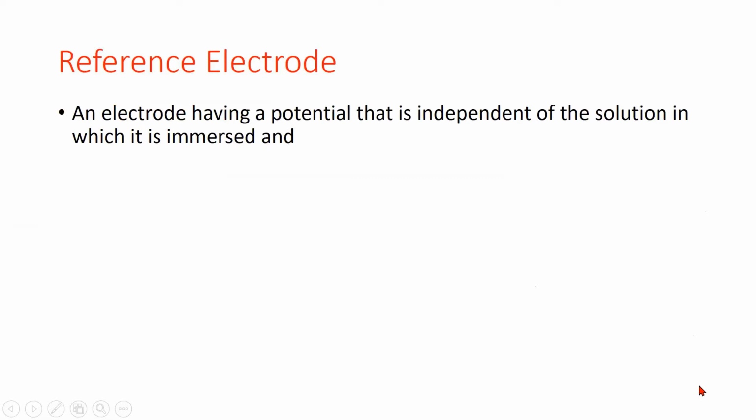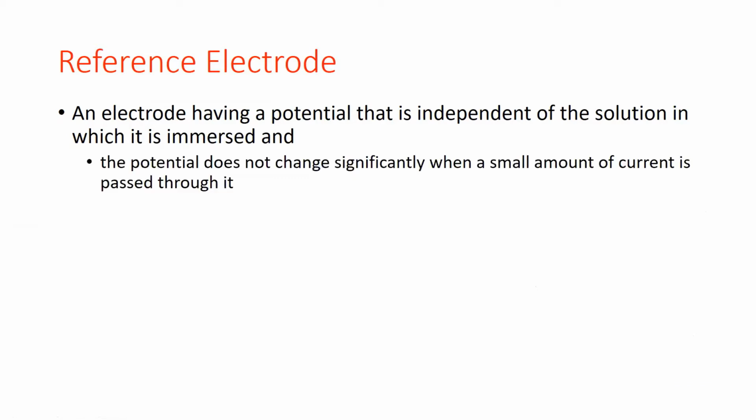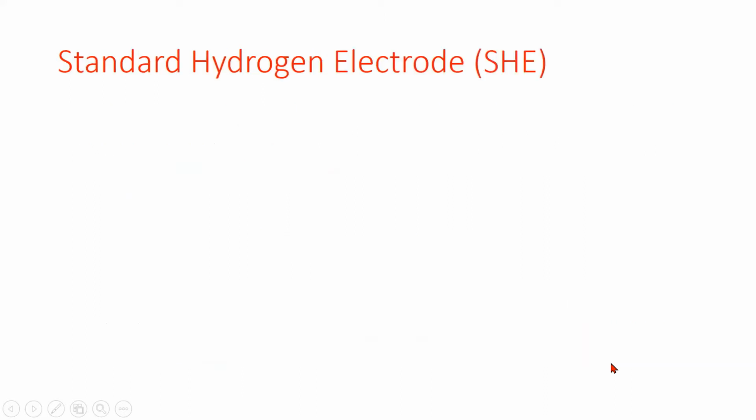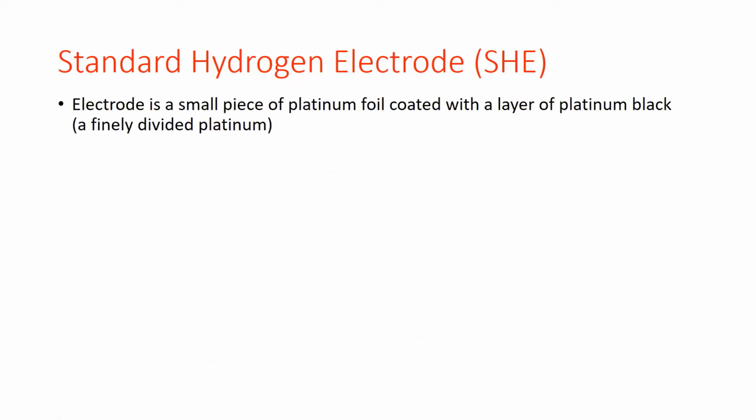A reference electrode is an electrode having a potential that is independent of the solution in which it is immersed, and the potential does not change significantly when a small amount of current is passed through it. Reference electrodes are standard hydrogen electrode, saturated calomel electrode, and silver chloride electrode. Standard hydrogen electrode.